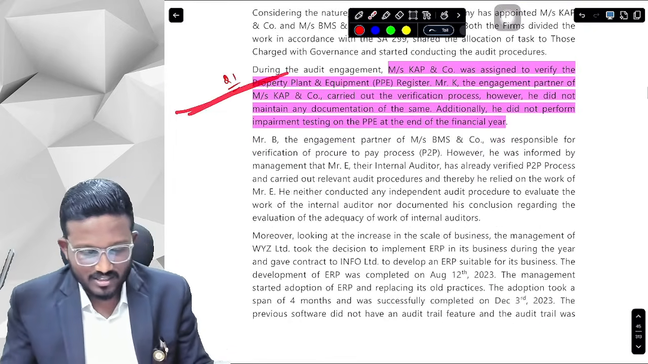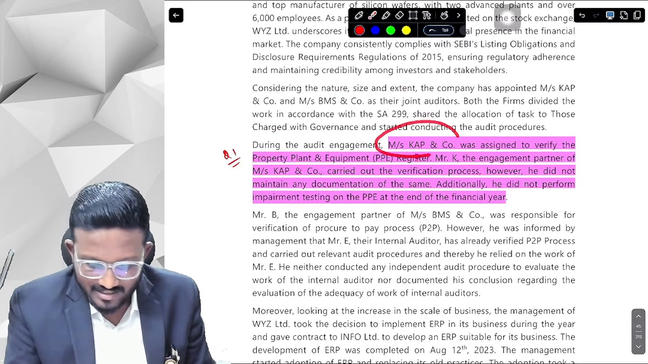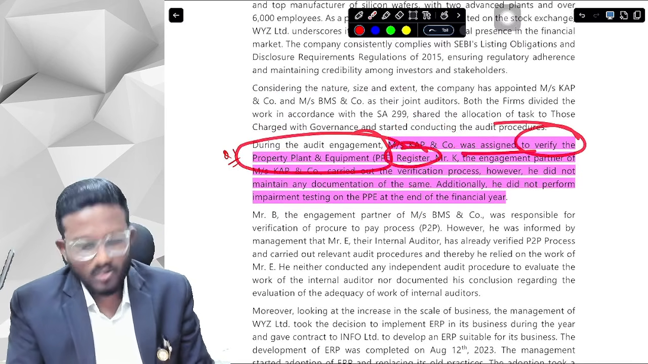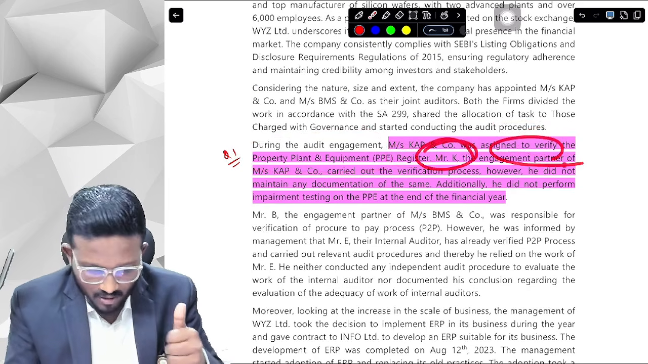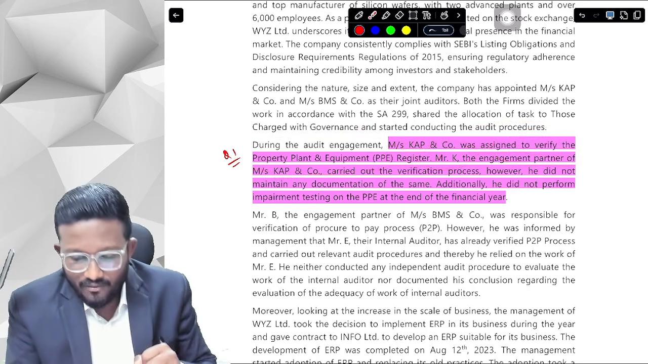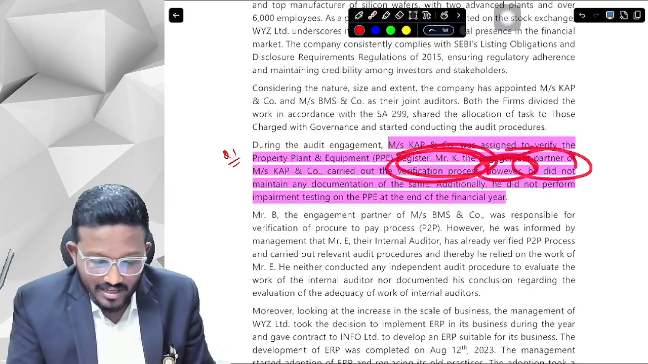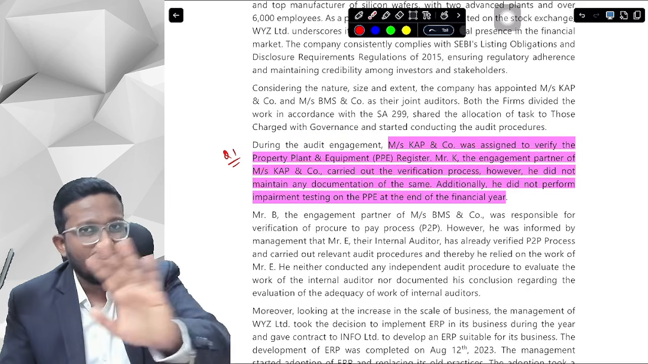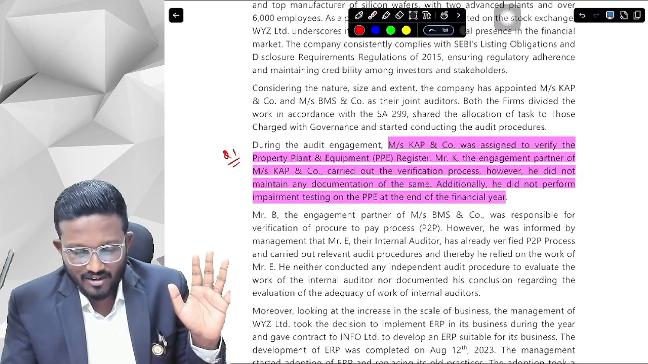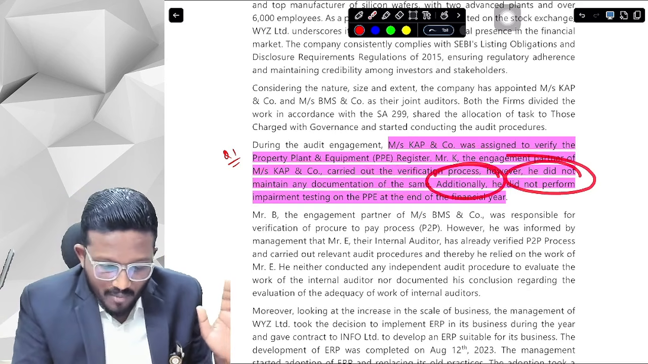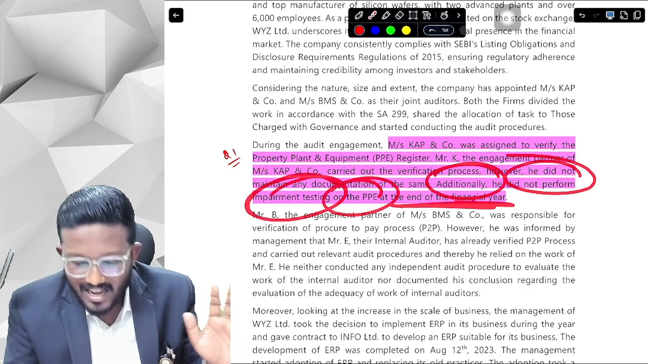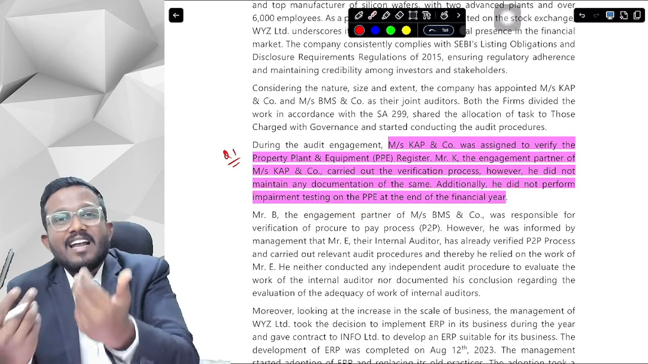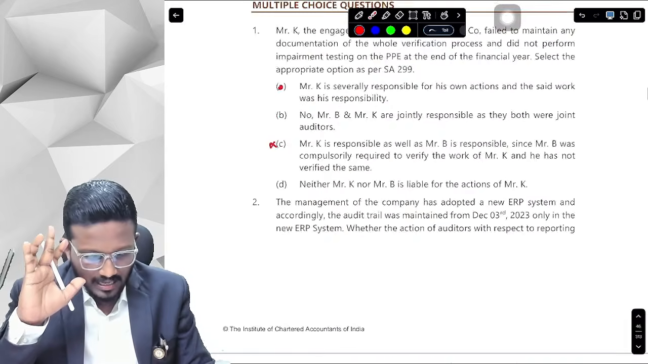Question number 1, as discussed over here. What does it say? That sir, there's Messrs. Cap and Company that were assigned to verify the PPE register. There's a Mr. K, the engagement partner of Messrs. Cap. They carried out a verification procedure. However, they did not maintain any documentation of the same. So we carried out a procedure, but we are not maintaining any documentation of the procedure that we are carrying out. Additionally, we did not perform any impairment testing of PPE at the end of the financial year as well. So we are not maintaining the documentation and we are not carrying out the impairment testing. Okay, this is your first thing.